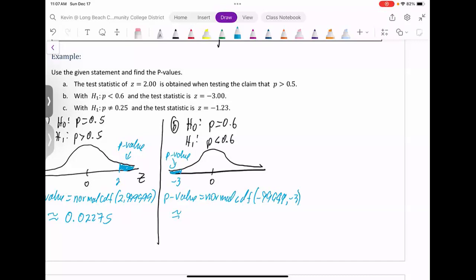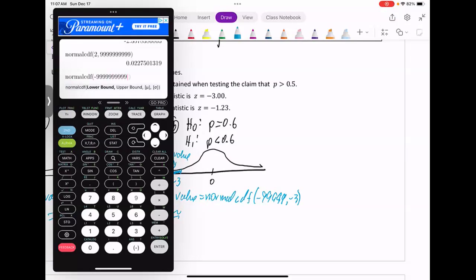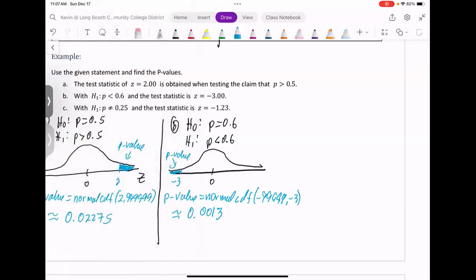Let's see what we get. Normal CDF, negative infinity to -3. So I'm getting 0.0013, as expected, a very small number. 3 standard deviations away is quite far away from the mean.